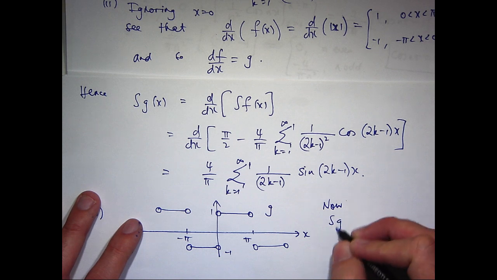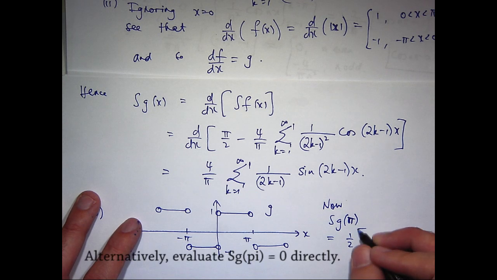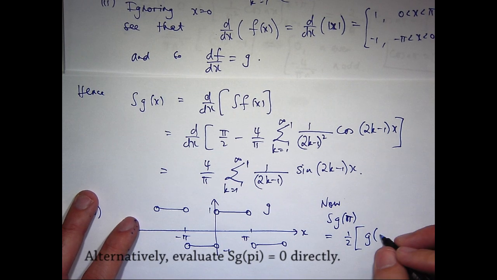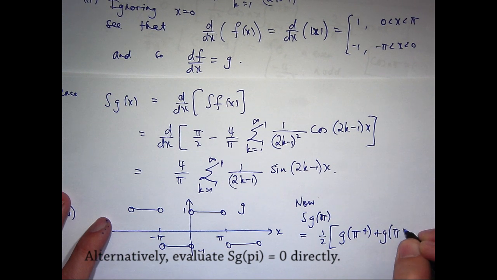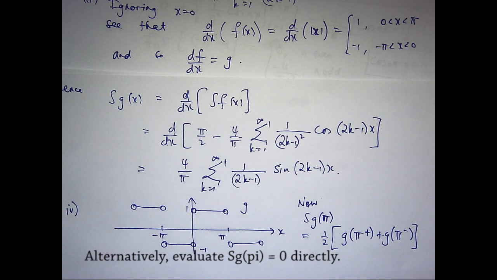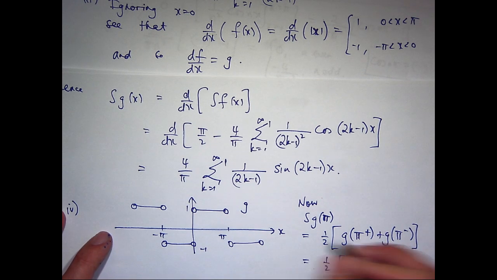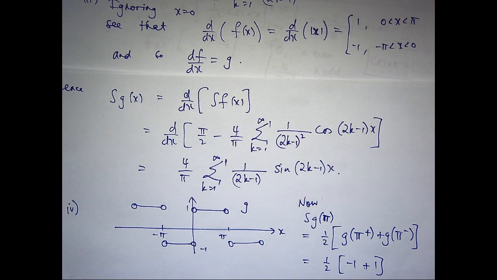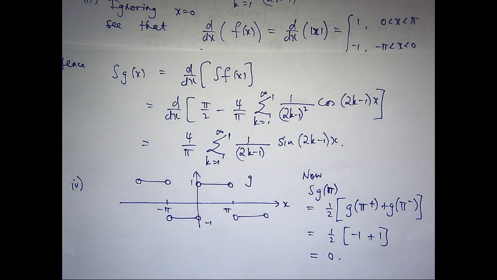So by Fourier's theorem, the value at this jump discontinuity point is just the average of these two limits. From the right, it's -1. From the left, it's 1. The average is 0. So essentially, the value of the Fourier series is just 0 at x equals pi.